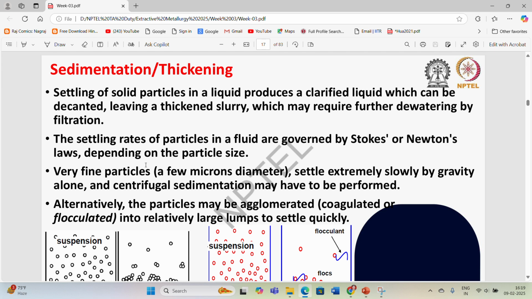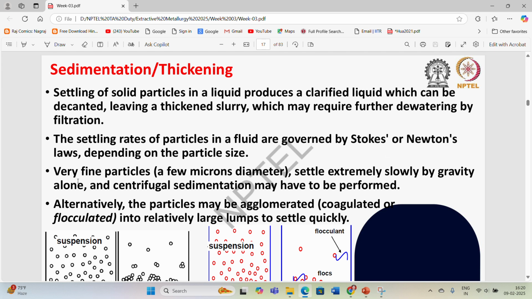However, the settling rates of particles in a fluid are governed by Stokes or Newton's law, like what is their free settling velocity. Regarding this free settling velocity, we have already talked about it in the previous week lectures. We were talking about the heavy media density separation processes, and density based separation processes like spiral concentrators and jigging operations. So these are also dependent on the particle size.